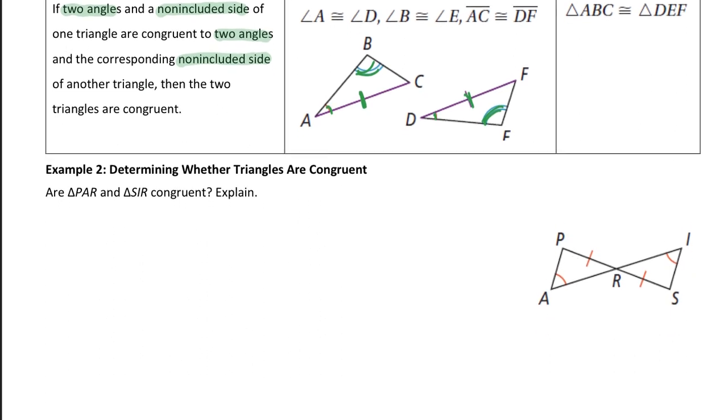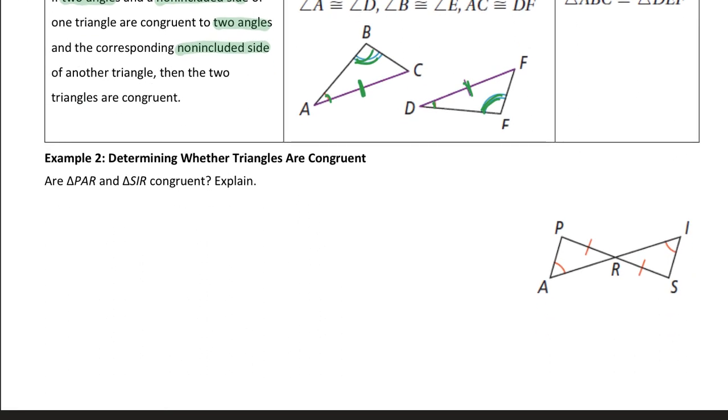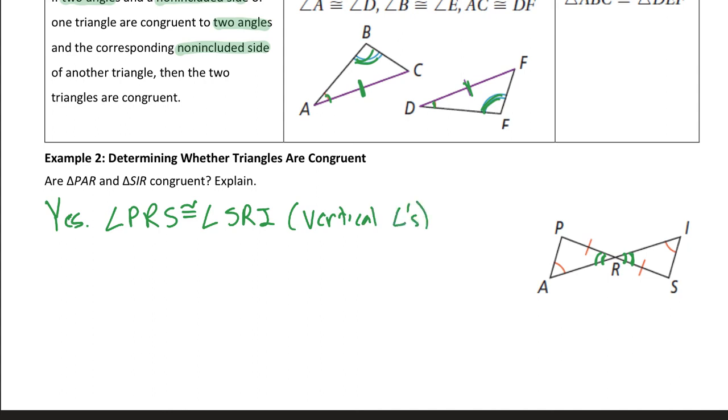So if I look at example 2, and I know I'm not giving you a ton of examples, but example 2, are these triangles congruent? I would say yes. The reason being, they will be congruent by AAS, and it's us being able to say that this angle that I marked and this angle that I marked are congruent. So I'm going to name those angles. I can say that angle PRS is congruent to angle SRI because they are vertical angles. Okay, those are vertical angles.